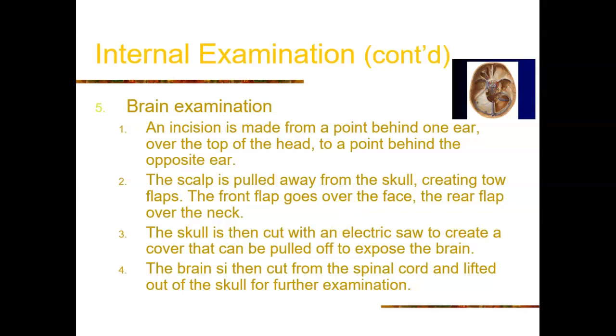The next step would be the brain examination. So an incision would be made from a point behind one ear over the top of the head to a point behind the opposite ear. The scalp is then peeled away from the skull, which creates flaps. The front flap is pulled down over the face. The rear flap folds down behind the neck. And then the skull is cut with an electric saw. Kind of, if you've ever seen a skeleton in a classroom, how the top of the skull comes out, it's pretty much exactly how they cut it. So that cover can be lifted off then to expose the brain. And then the brain is removed from the spinal cord and lifted out of the skull for examination and also to be weighed.